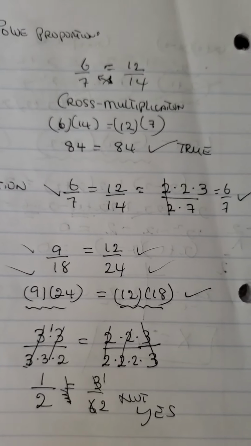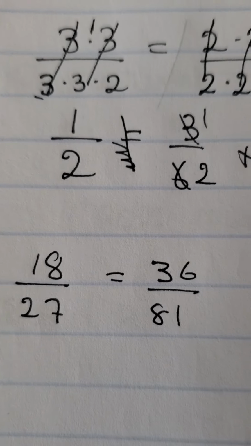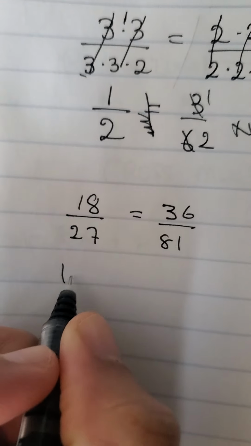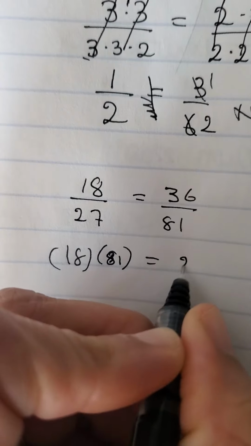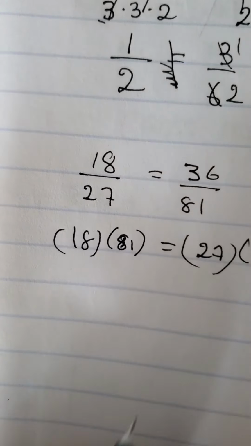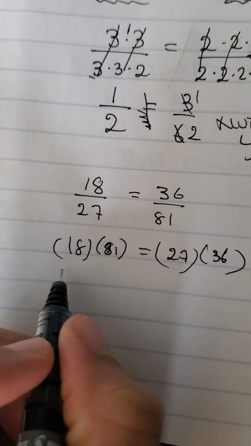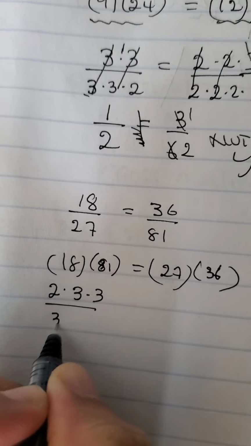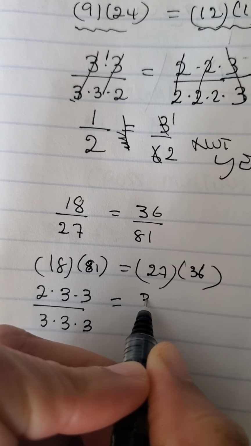Let's see if we can find one that's not proportional. So let's see. We have 18 over 27 and 36 over 81. Like I said, you can cross multiply. And if one side equals the other side, then they're proportional. If they're not equal, then they're not proportional. Or we can reduce the fractions by prime factoring each factor that is given.